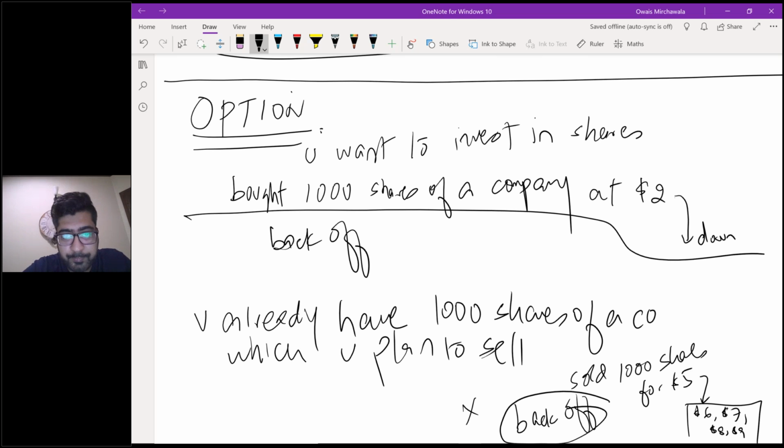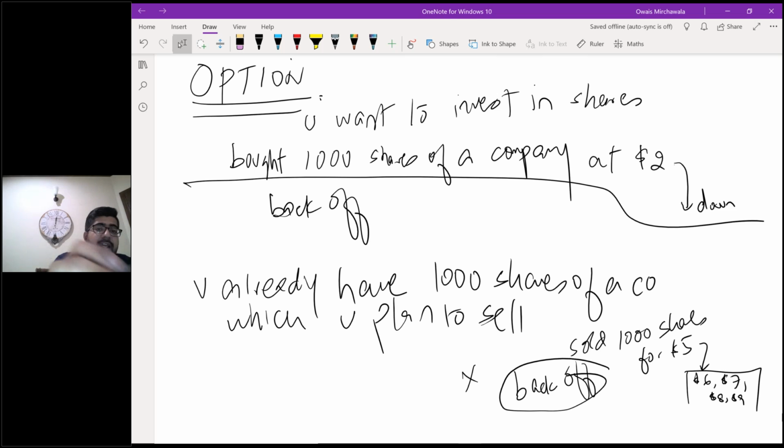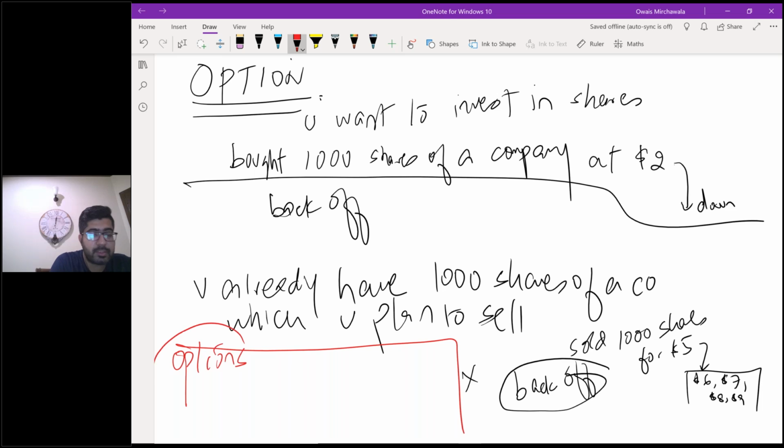If a person buys shares and the prices start going down, there is no option to back off because he has already bought shares. Similarly, if a person sells his shares and suddenly the prices start moving up, he cannot do anything because he already sold. So to protect investors' interest, there is another type of opportunity in the market called options. It has a completely separate market, the options market.